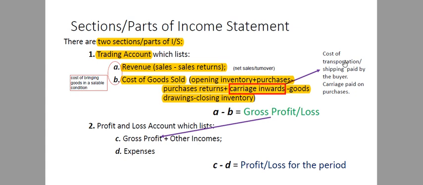Carriage, we have not discussed much about it. For now, just remember that it's the cost of shipping if it is paid by the buyer. So if you are buying goods and you're paying shipping yourself, then it's carriage inward and it will be included in the cost of goods sold.